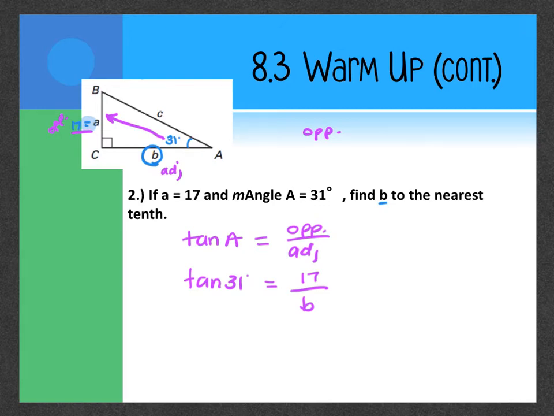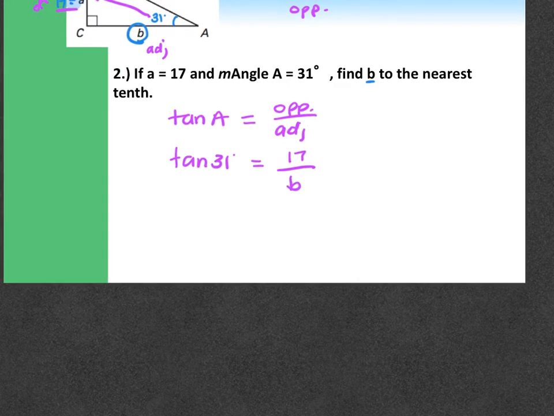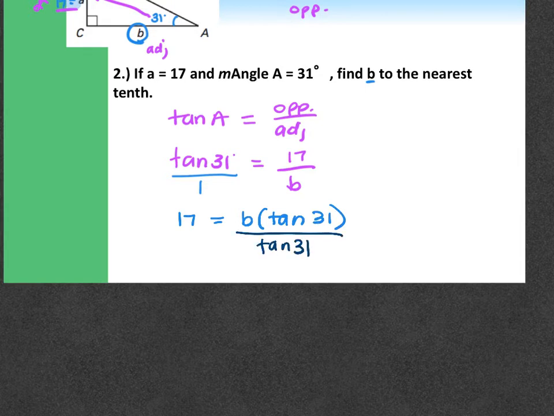Now how do I solve this? You have to make them both a fraction. One way is to make them both a ratio and cross multiply. And then to get B by itself, I'm going to divide by the tangent of 31.